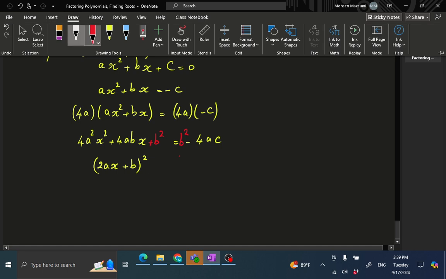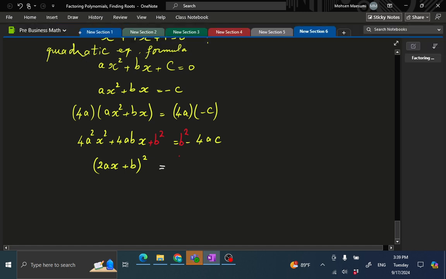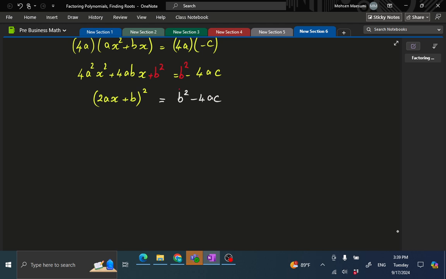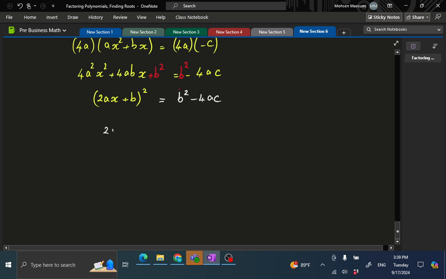So what does that do? It makes my right hand side become b squared minus 4ac. Now what? Left hand side is so-called completed square. Okay, we became completed square. What's the advantage of that? Advantage of this is that I can take square root of it. So I can say 2ax plus b.